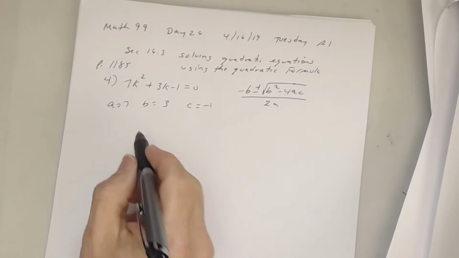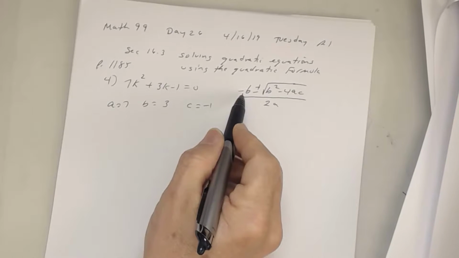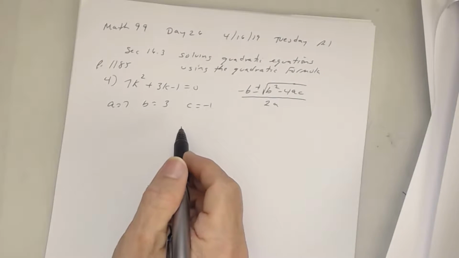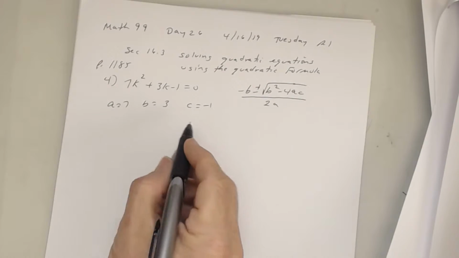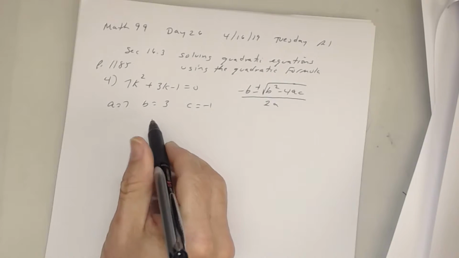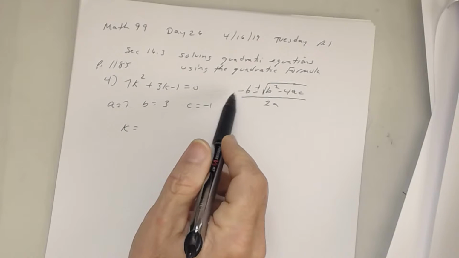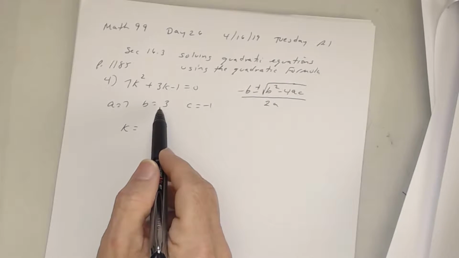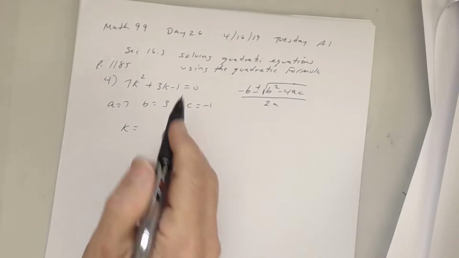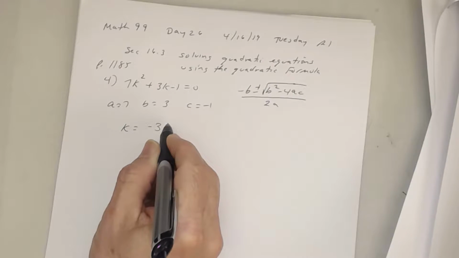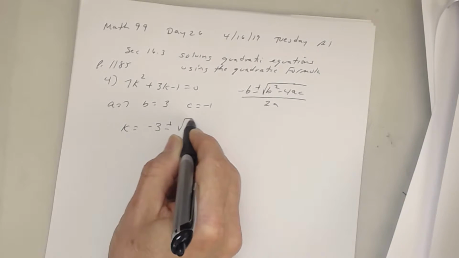So now it's just a matter of you plugging and chugging. So I get in the quadratic formula. Now remember your variable here is what letter? K. So you're going to say k equals. Now remember that negative b means the opposite of b. So if b is 3, then what's the opposite of 3? Negative 3 plus or minus the square root of.